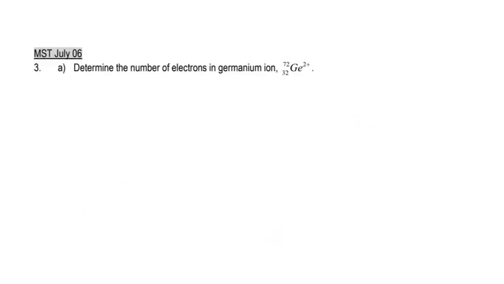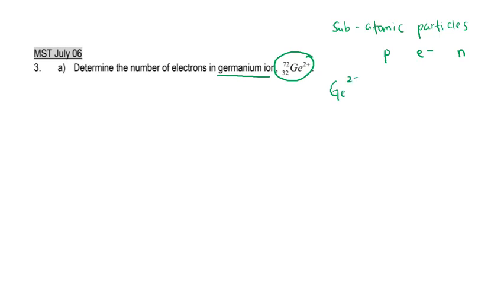Okay, let's look at one example here. This is the isotope notation for the germanium ion. In one atom, there are three subatomic particles, which are the proton, electron, and neutron. So for this first example, we have the germanium ion.